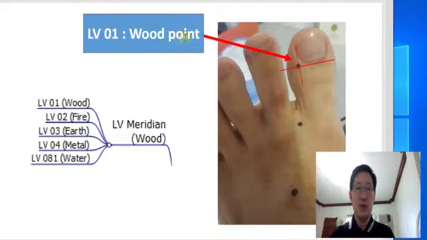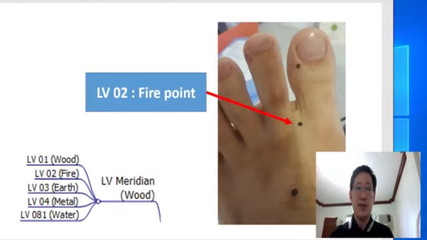LV1, the wood point, which is here. It's the same as last time. This is the line at the end of the nail, and this is the side end of the nail. The cross point is usually the end point. So for a Yin organ, the end point is the wood point.